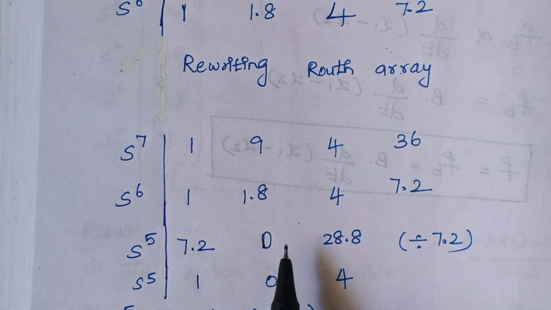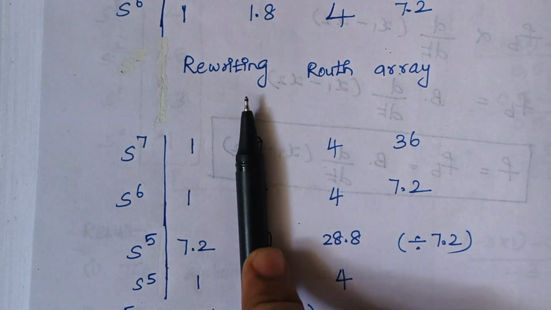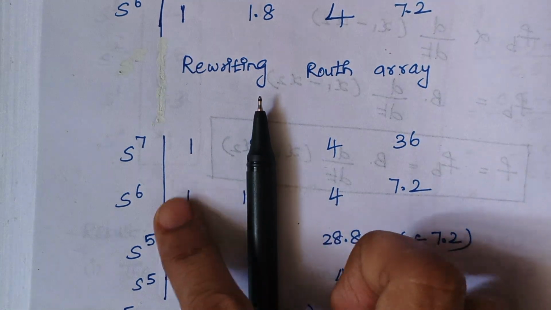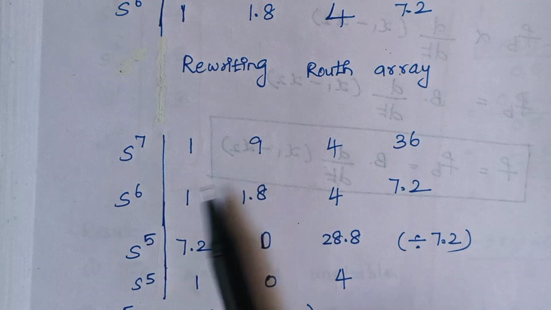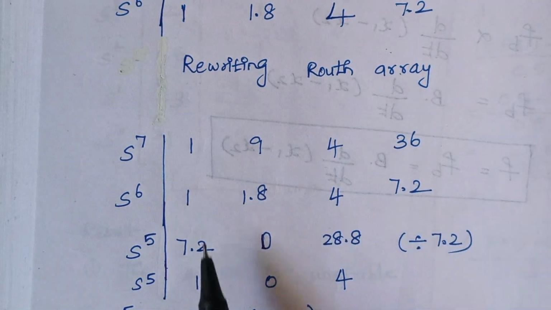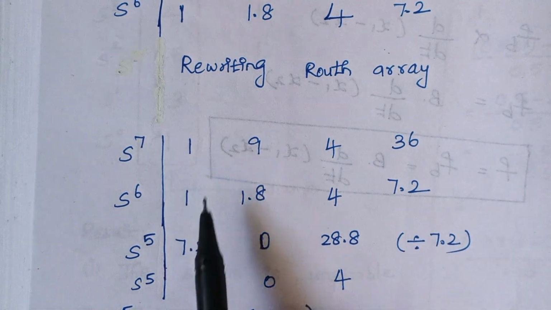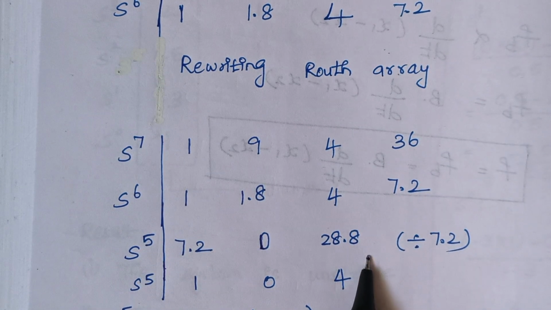And to find the second element, you can hide this column. How to multiply? 1 into 4 minus 4 into 1 divided by 1. So 4 minus 4 is 0. And finally, to get the third element, you can leave these two columns. So how to multiply? 1 into 36 minus 7.2 into 1 divided by 1. That gives the answer as 28.8.